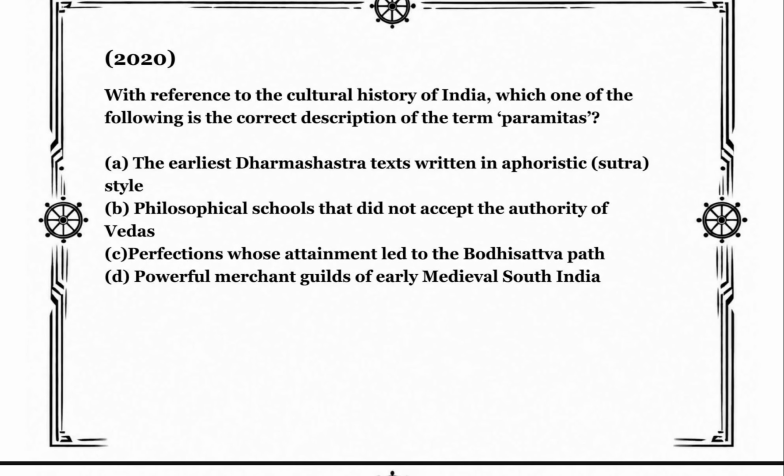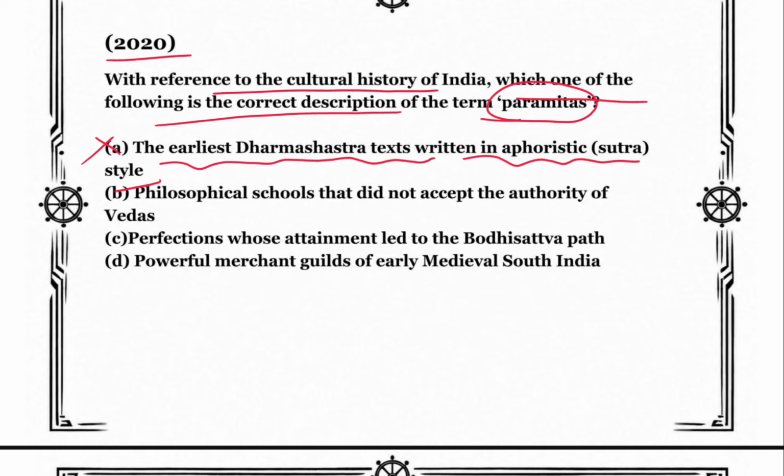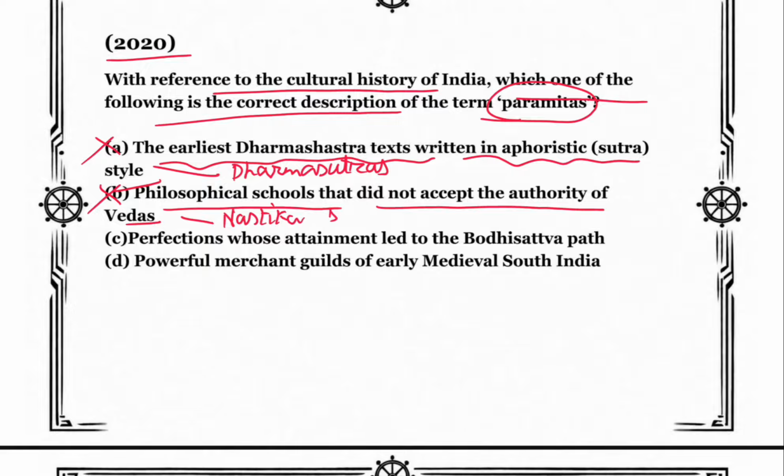In 2020, we were asked, with reference to the cultural history of India, which one of the following is the correct description of the term Paramitas? Are Paramitas the earliest Dharma Sutra text written in aphoristic sutra style? No. This is a description of Dharma Sutras. Are Paramitas the philosophical schools that did not accept the authority of the Vedas? No. This refers to Nastika schools that reject the Vedas, like Buddhism, Jainism and Charvak, as opposed to Astika schools like Nyaya and Vedanta.